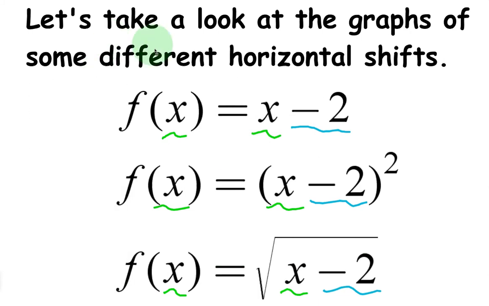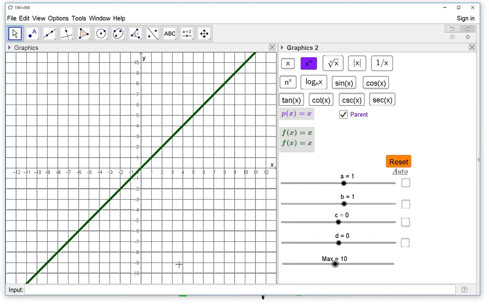Alright, let's investigate further some different horizontal shifts and see what's going on here. First of all, let's look at f of x equals x minus 2. We're going to start at x and then we're going to subtract 2 from it. You might find a surprising result. So here's f of x equals x in the green. The parent function is y equals x, or p of x equals x. Let's go ahead and subtract 2 from x and see what happens to our graph.